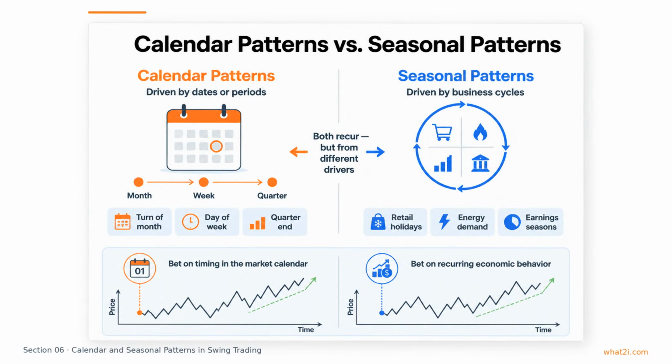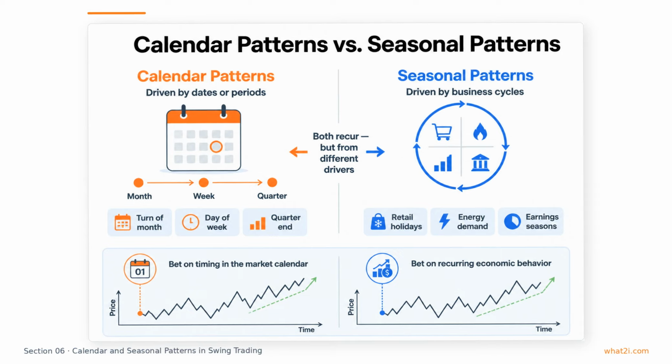Calendar patterns and seasonal patterns are related, but they come from different sources. Calendar patterns are tied to dates or recurring periods, such as month-end, quarter-end, or even day-of-week effects. Seasonal patterns come from business cycles and recurring demand, such as holiday retail strength, energy demand in winter, or behavior around earnings seasons. That distinction matters because it changes how you frame the trade. A calendar pattern is more about timing in the market schedule. A seasonal pattern is more about recurring economic behavior in a company, industry, or sector. Knowing which one you are using helps you build a more realistic expectation.